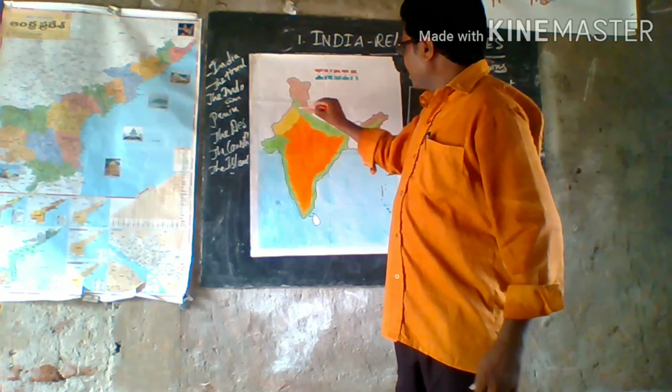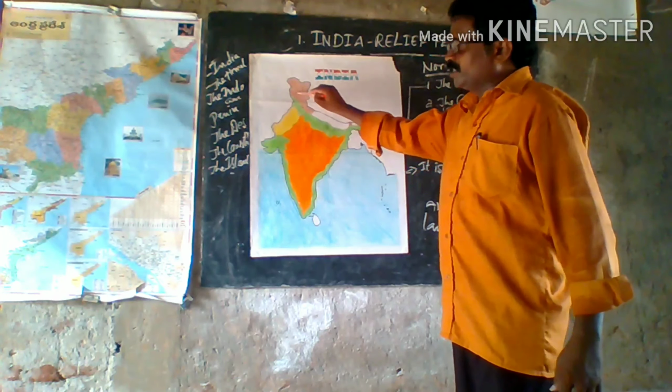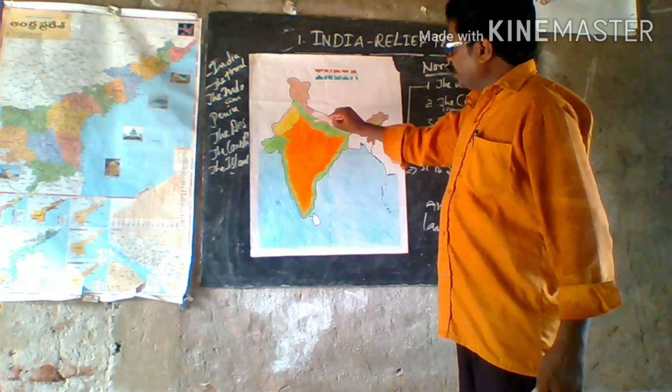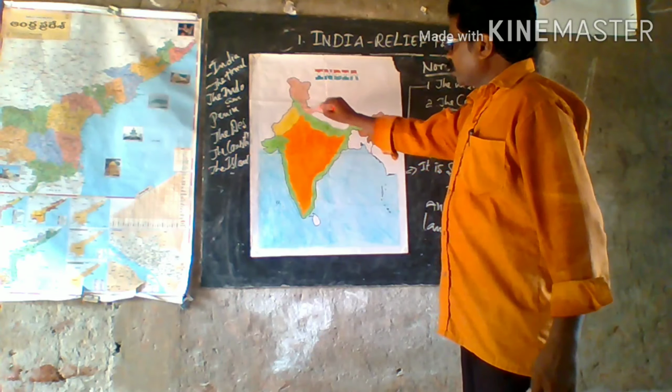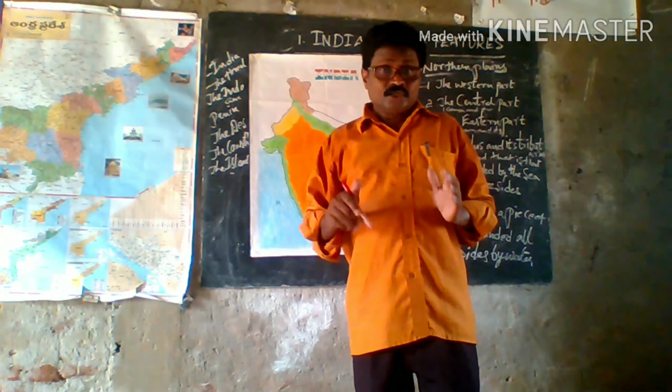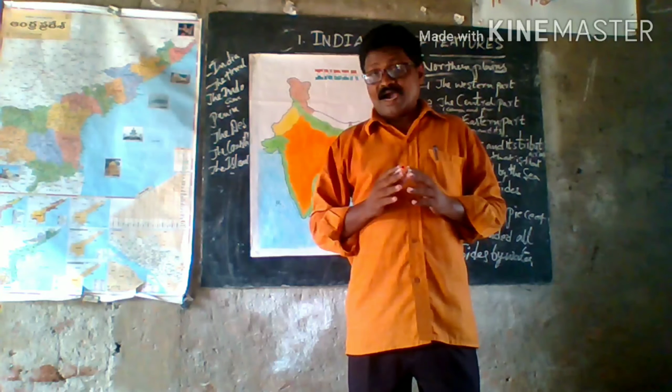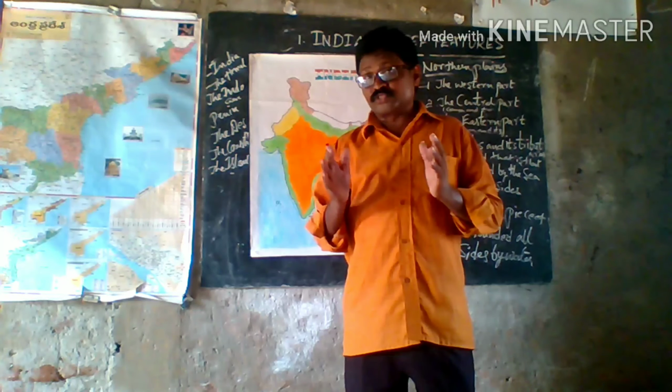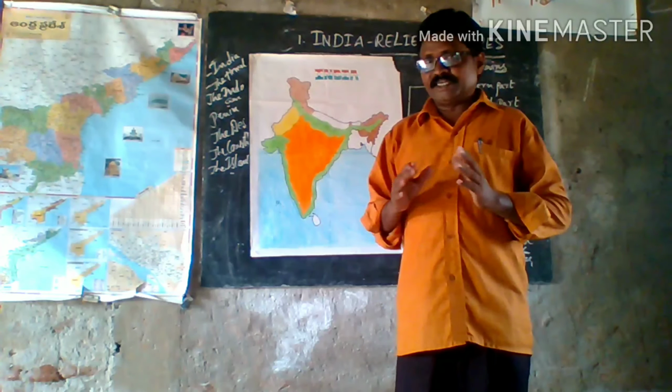These are the northern plains. This green color shaded part is known as the northern plain. These plains are very suitable for agriculture. Well-grown crops are also grown here.